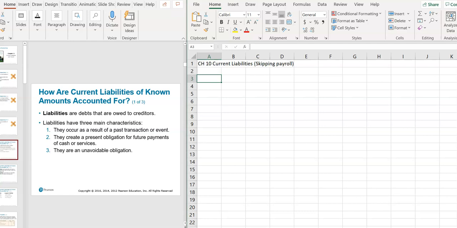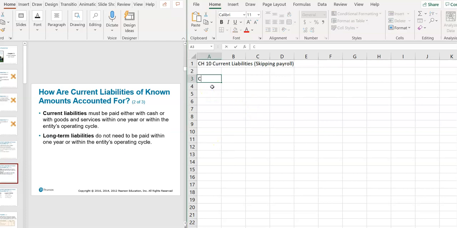All right, so basically, if you recall, a liability is a debt that you owe to a creditor. So it's money that you owe to a creditor. They've occurred because of a past transaction. You have to pay something in the future, and they're unavoidable. Okay, you can't get away from it.